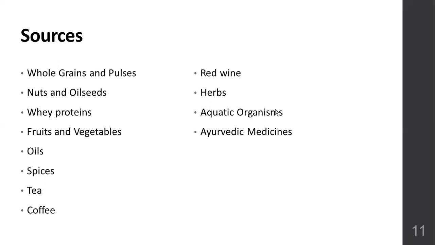Aquatic organisms, that is fishes, or any source of seafood or fish, salmon fish, shrimp, that is your prawns, lobsters, they are rich in antioxidants. Ayurvedic doctors will prescribe haritaki, mundi. These are Ayurvedic medications known for their antioxidant benefits. So these are the different sources.